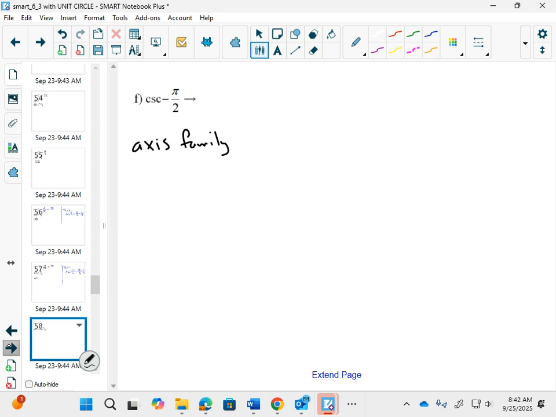So with the axes family, just think about your unit circle and the axes family, right? You've got these 4 points, and they're really easy to remember the coordinates because the radius is 1. So where is negative pi over 2 on here? Well, negative pi over 2 would be down right there. I can label that point. The x coordinate would be 0, the y coordinate would be negative 1.